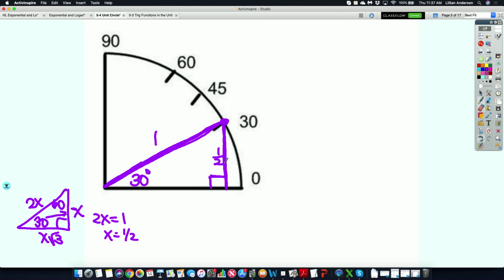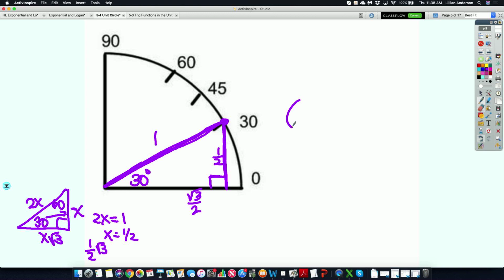What about the side across from the 60? It's the x root 3. And since x is equal to 1/2, it's going to be 1/2 times the square root of 3, which can be written how? Square root of 3 over 2. This is coming back from the special right triangles: we take half the hypotenuse to get the side across from the 30, then multiply it by the square root of 3 to get the square root of 3 over 2.